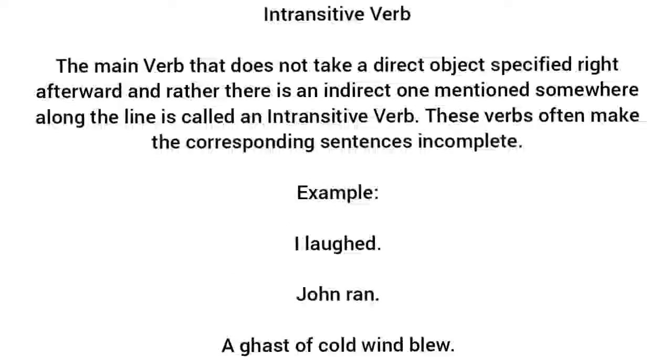Intransitive verb. The main verb that does not take a direct object specified right afterward, and rather there is an indirect one mentioned somewhere along the line, is called an intransitive verb. These verbs often make the corresponding sentences incomplete. Example: I laughed. John ran. A gust of cold wind blew.